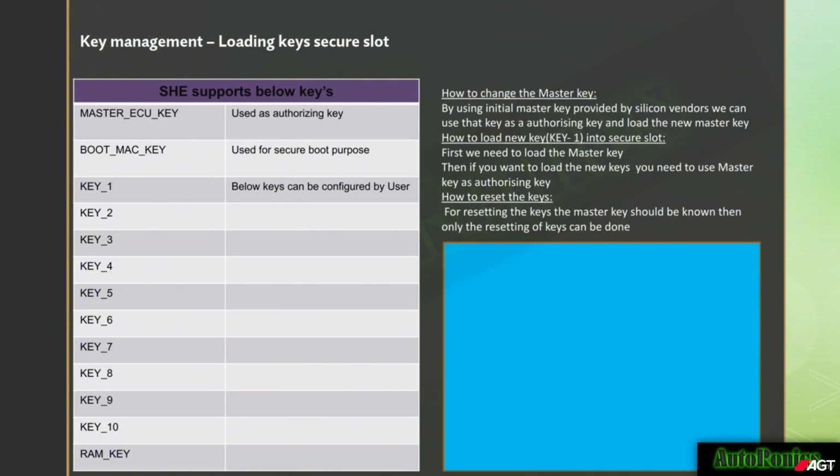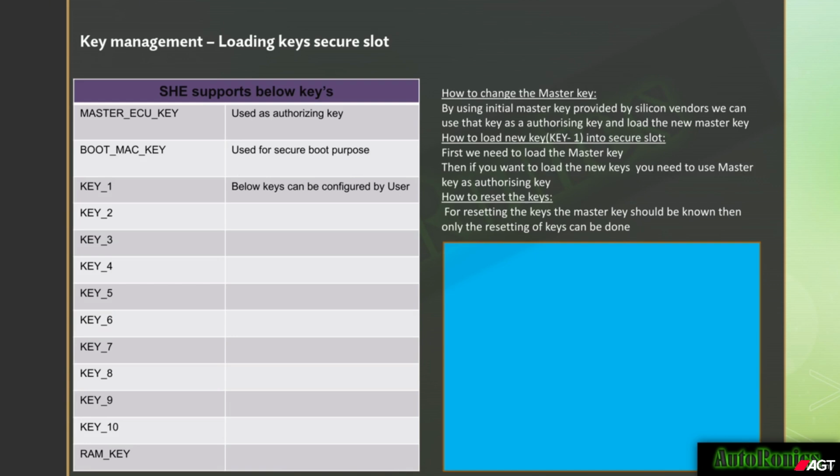Let's see how to load the key in the secure slot. Before going into the storage of keys, let's first understand the different keys supported in the C model. C supports the master ECU key, which is used as an authorization key, and it is reserved. And it has the bootmap key, which is used for secure boot purpose. Let's see this in depth in the secure boot session, and this key is also reserved.